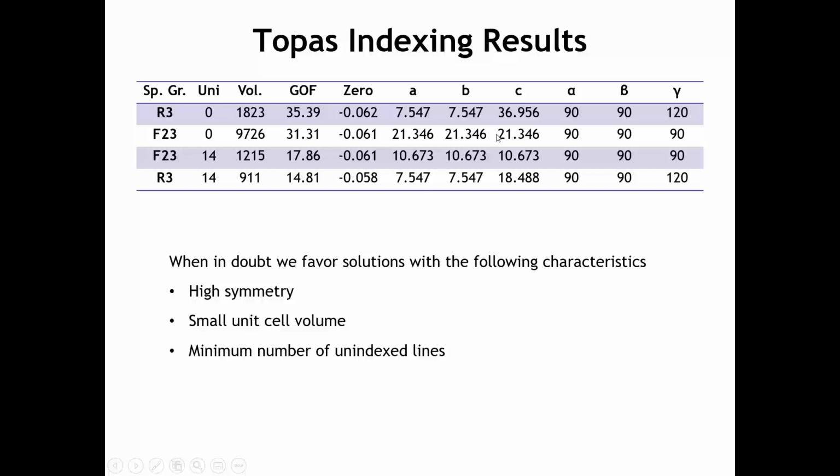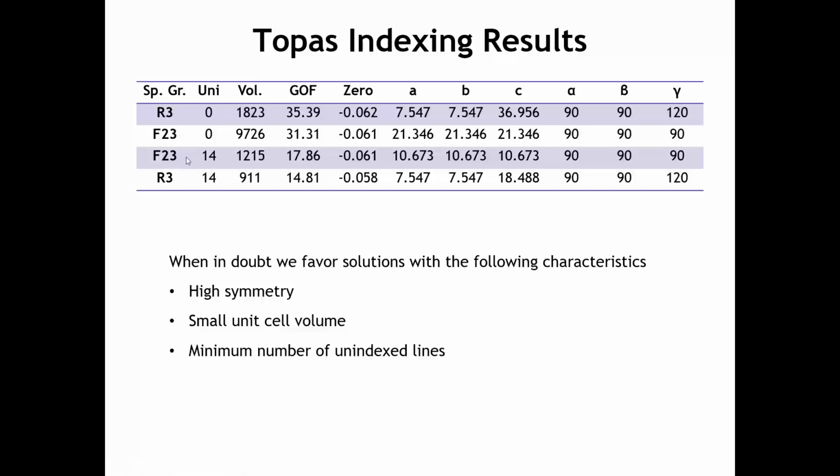We've got 2 cubic solutions, and they differ from each other in that this upper one, which has a higher figure of merit, has a doubled lattice parameter. So that means its volume is 8 times bigger. This is a pretty big unit cell. Its volume is almost 10,000 cubic angstroms. Then we have this other cubic cell, and then finally we have a rhombohedral cell, very much like the first one, but the c-axis is only half as big. Okay, so 2 rhombohedral solutions, 2 cubic solutions, all with different volumes.